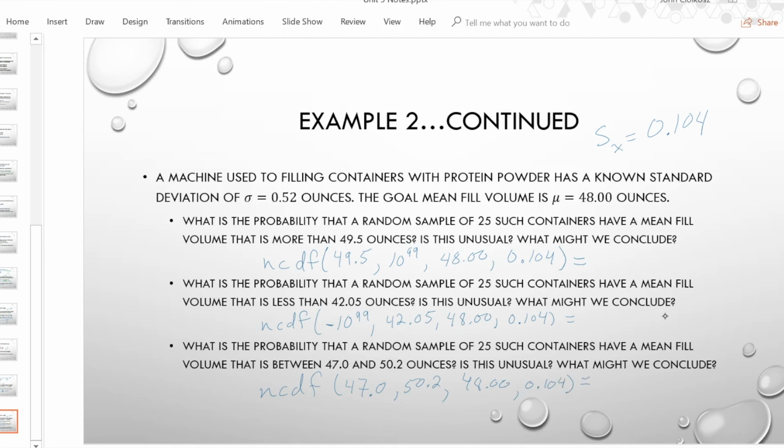So key idea here is we're looking at, is it unusual? What might we conclude? So this is looking for your interpretation here. If I got something that was unusual here, I'd be looking at something, again, less than that 5%, so less than 0.05. What might you conclude?